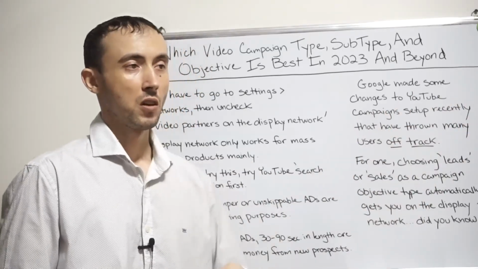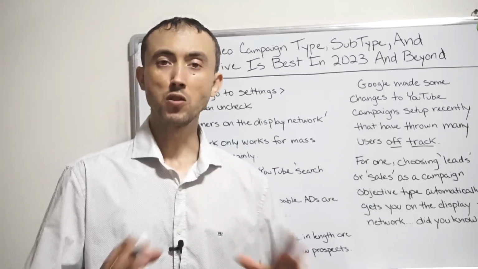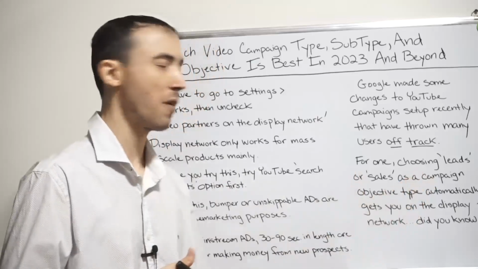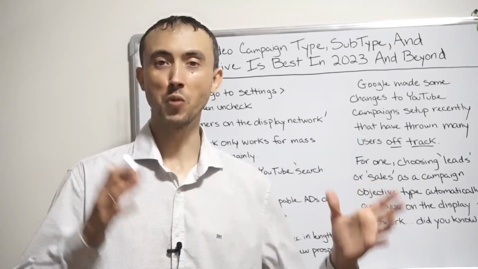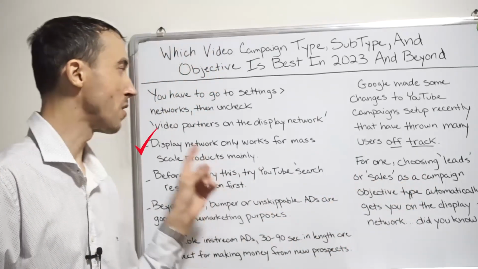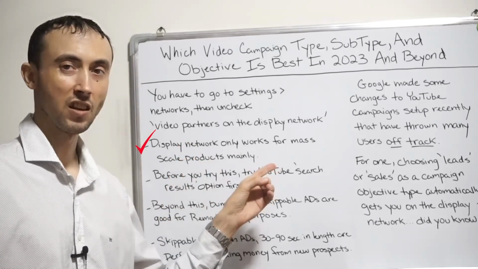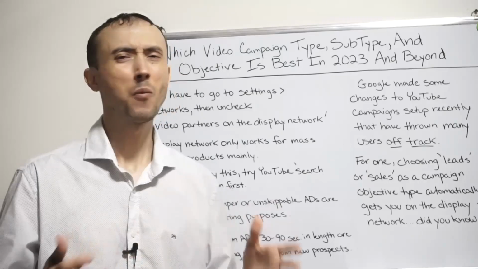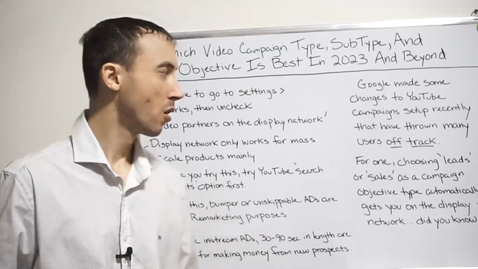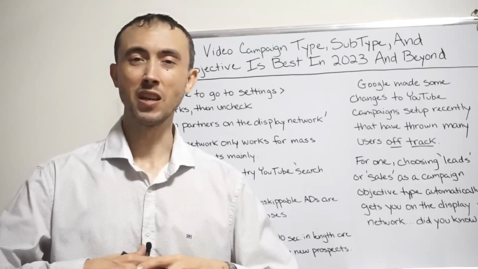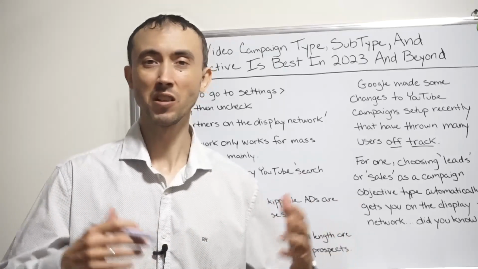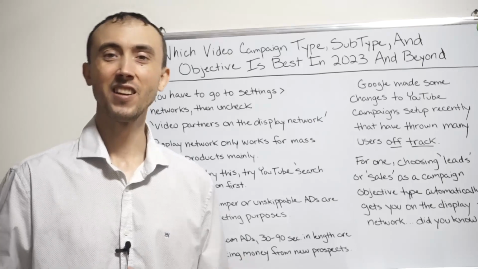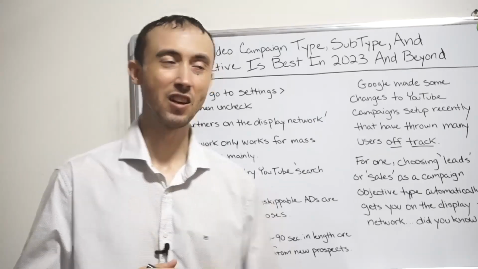And so you not only have to choose brand awareness, you have to know to also uncheck this. This is where people are getting thrown off. And on top of that, you might be saying, Corey, I need conversions, so I'm going to click leads as the objective type, not brand awareness. Well, this is the catch here, so to say.